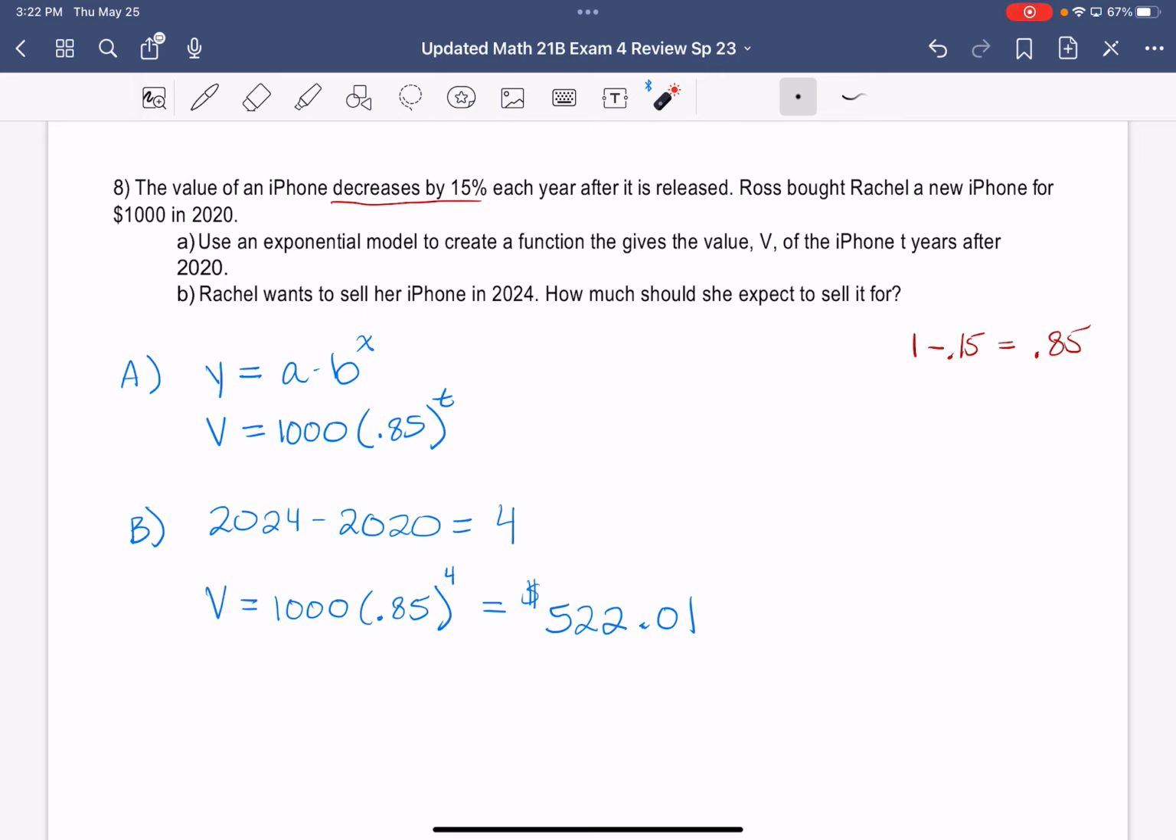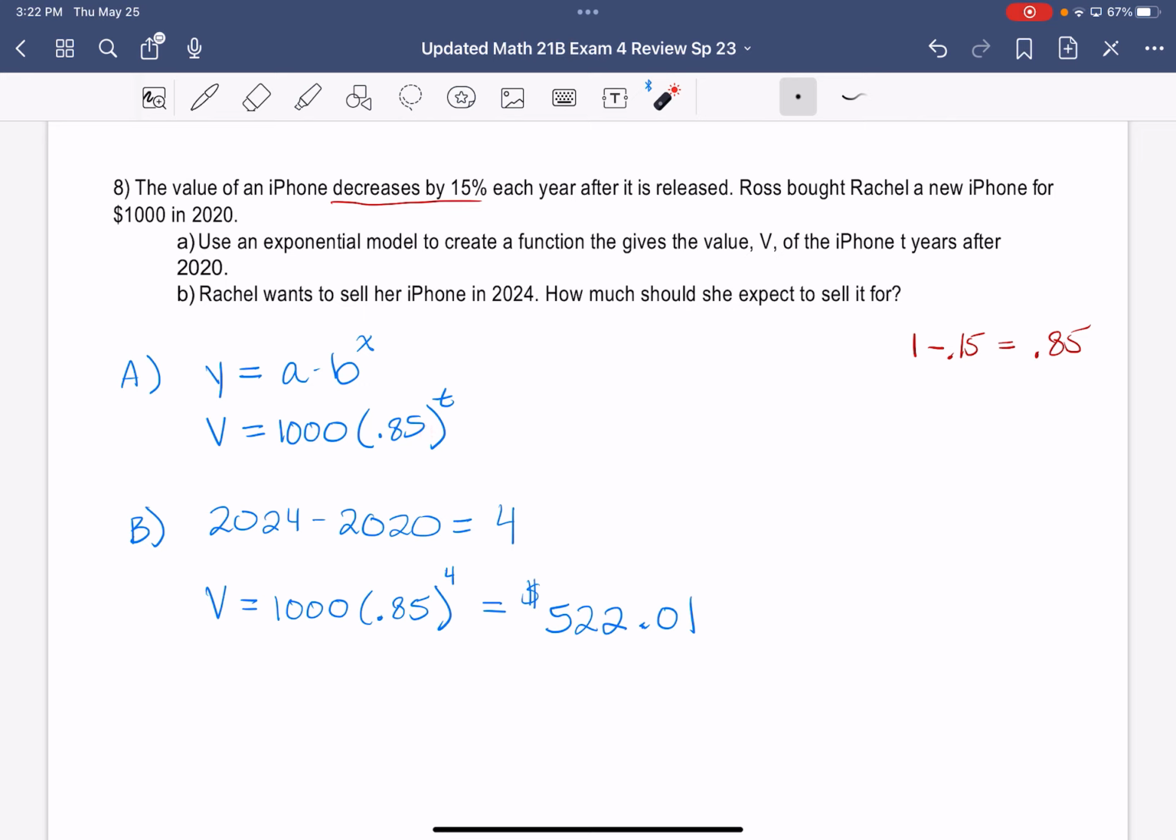So if it says decrease, you subtract. If it says increase, you add. Correct. If this had said increase by 15%, the difference would be that this would be a 1 plus 0.15, which makes sense because then your base would be greater than 1. Because remember, when your b is greater than 1, that means it's a growth rate.